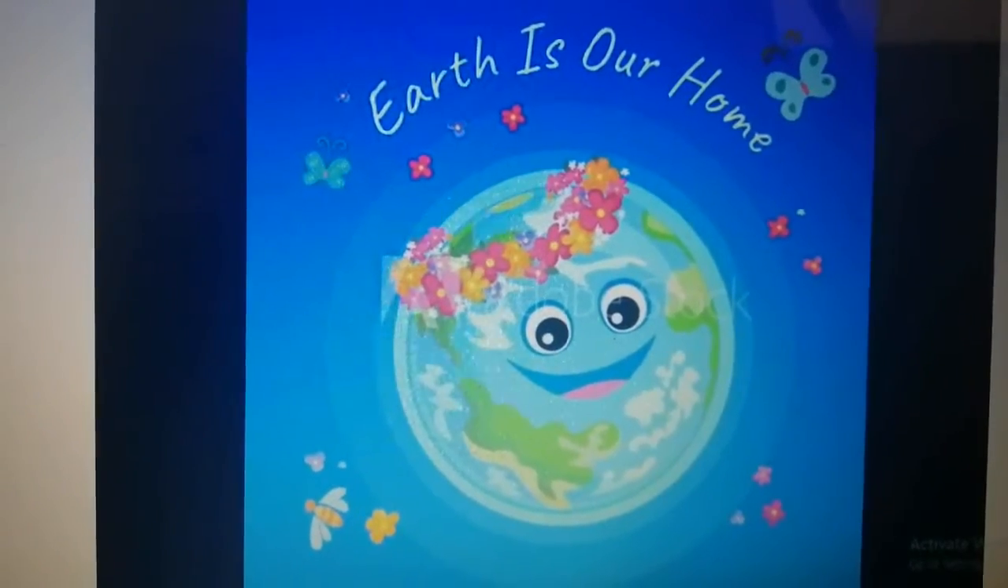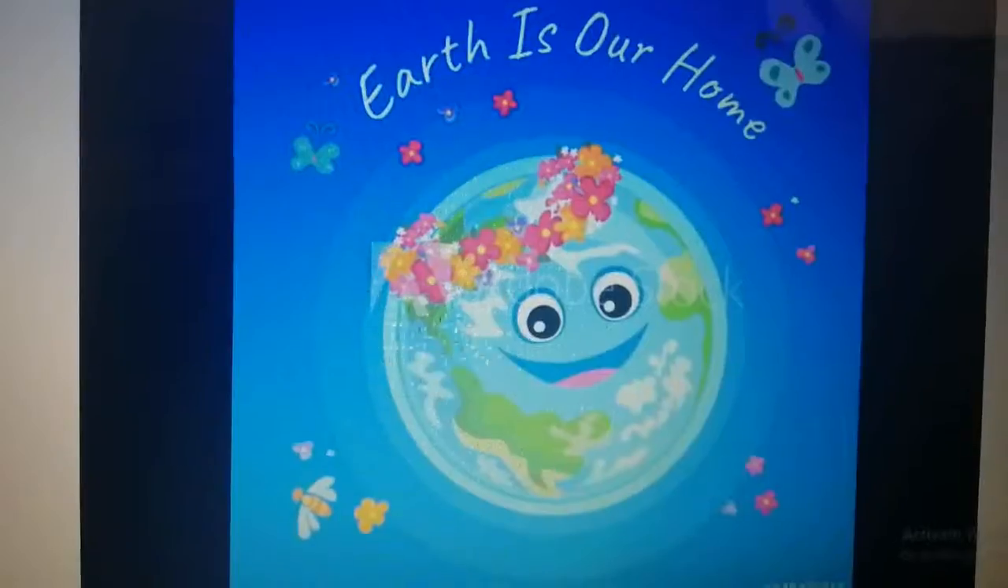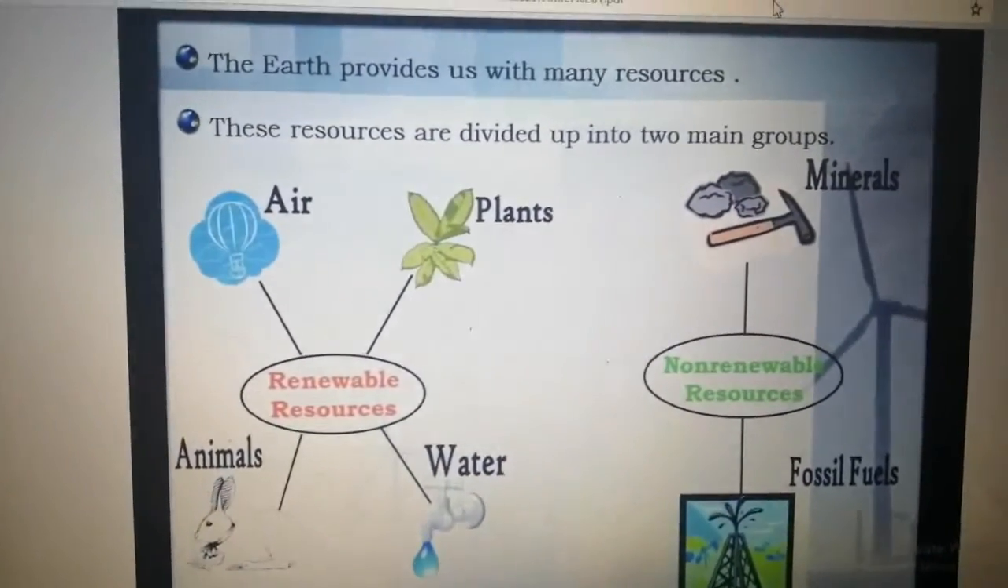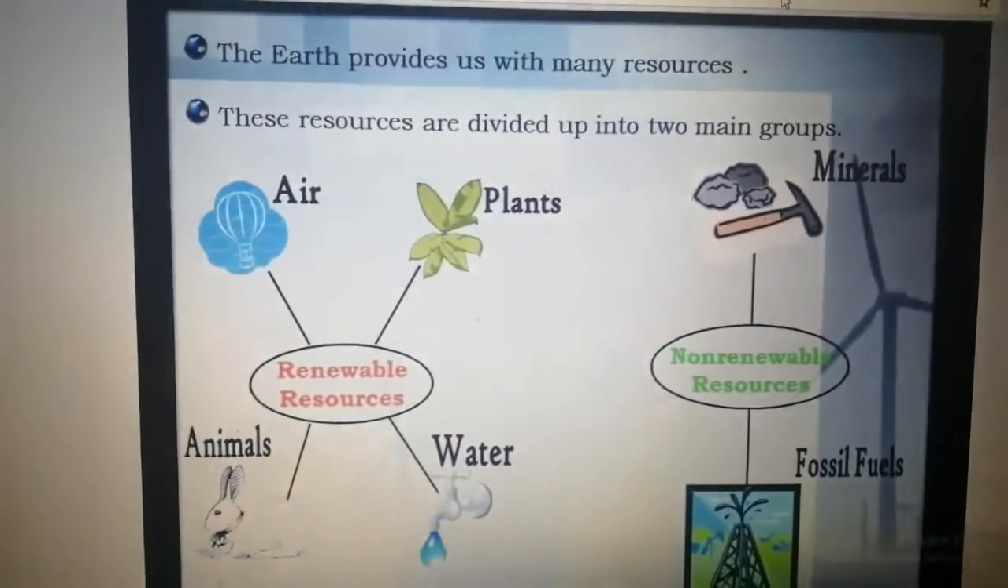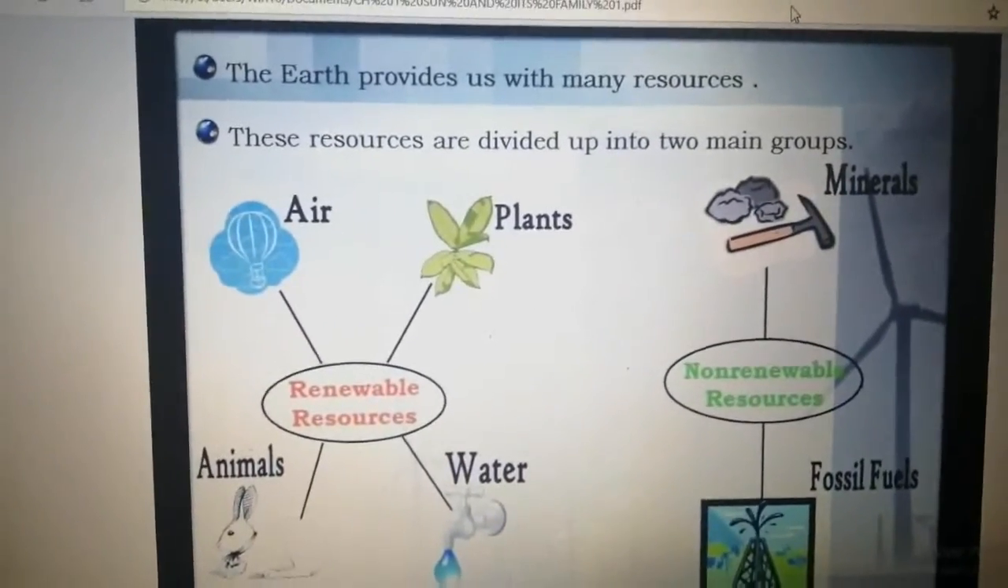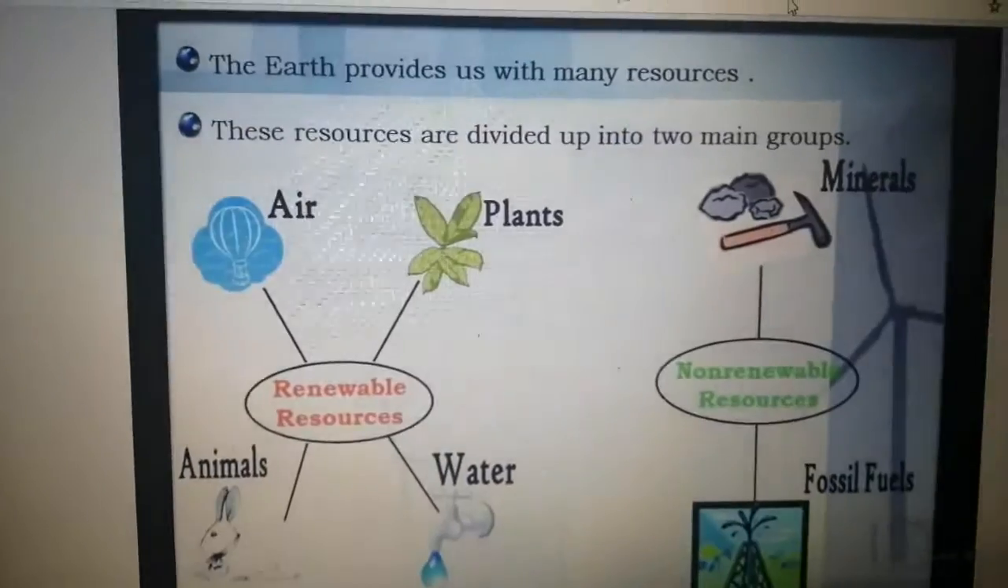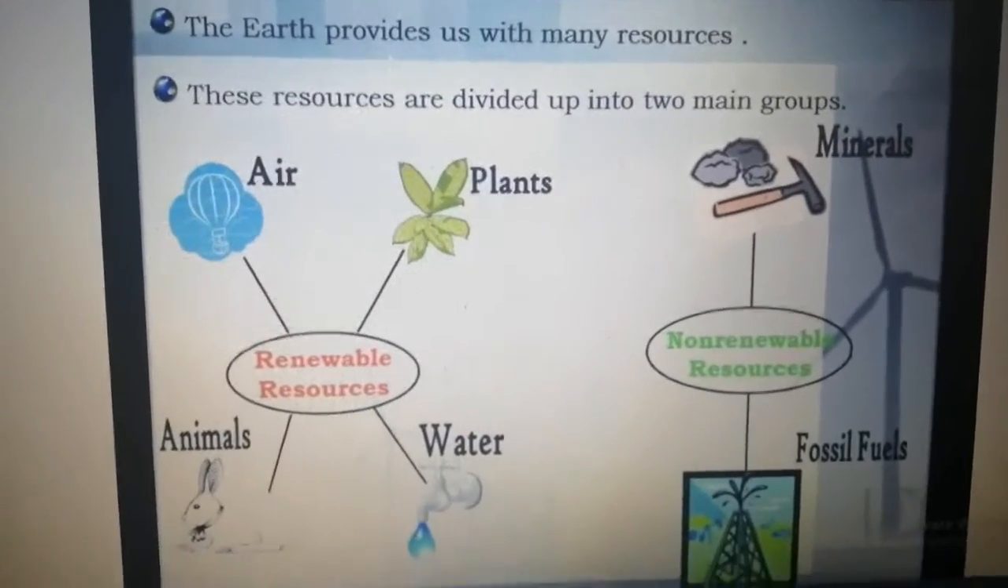So now we all know that Earth is a home. But why is it a home? Because it provides us with the basic necessities of life, right? It provides us with water, air, plants, animals, minerals, and fossil fuels.